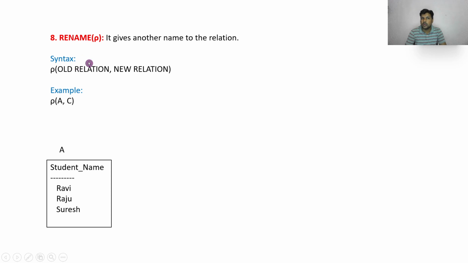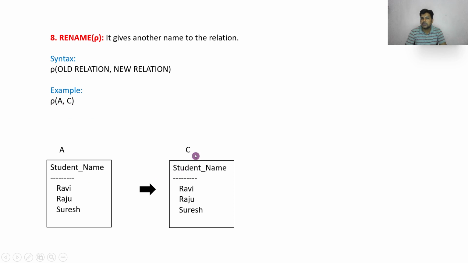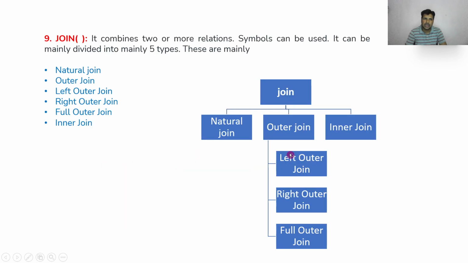Next, rename. What will rename do? It will rename the old name with a new name. For example, table A is there, and I want to change the name to B. Sorry, C. So now the table name will change from A to C. That's how rename works.